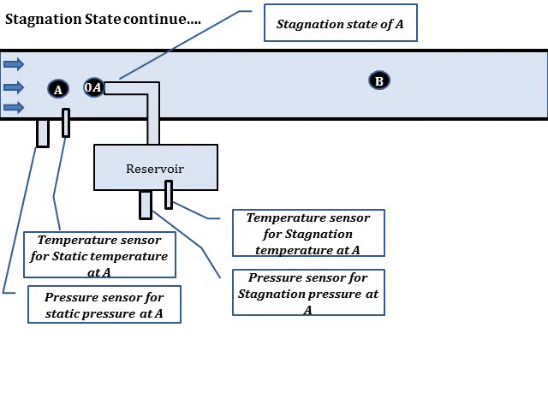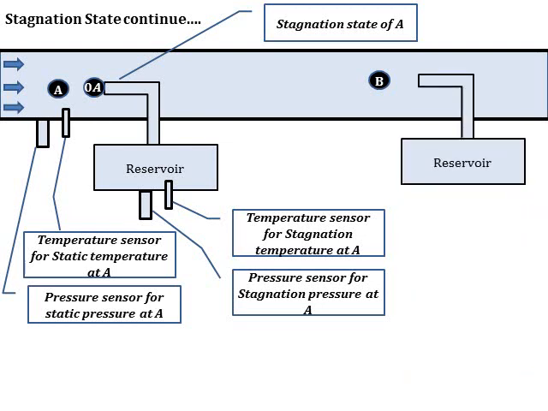Now let's consider another point in the fluid flow field represented as point B. In order to get the stagnation condition at point B, we insert a pitot tube just upstream of point B. Now if we place the respective sensors in the reservoir, we will get the stagnation properties corresponding to point B, and if we place the sensors near the duct along the point B, we will get the static conditions corresponding to point B.